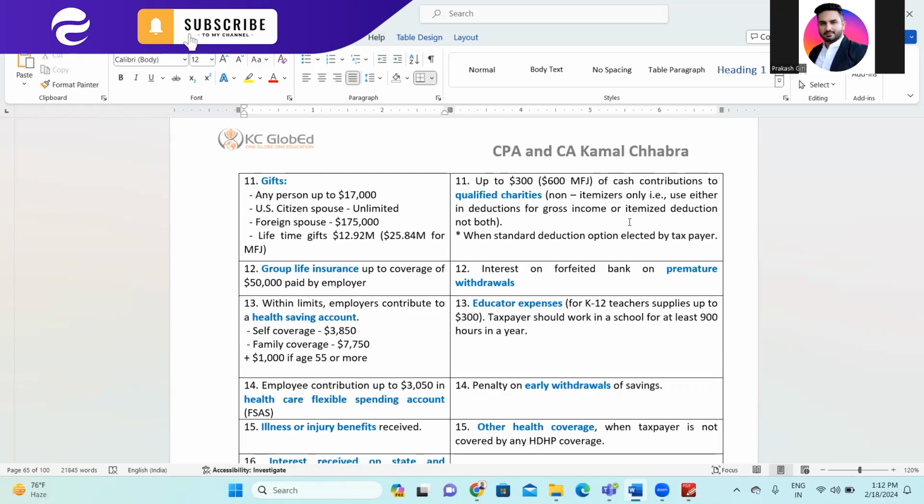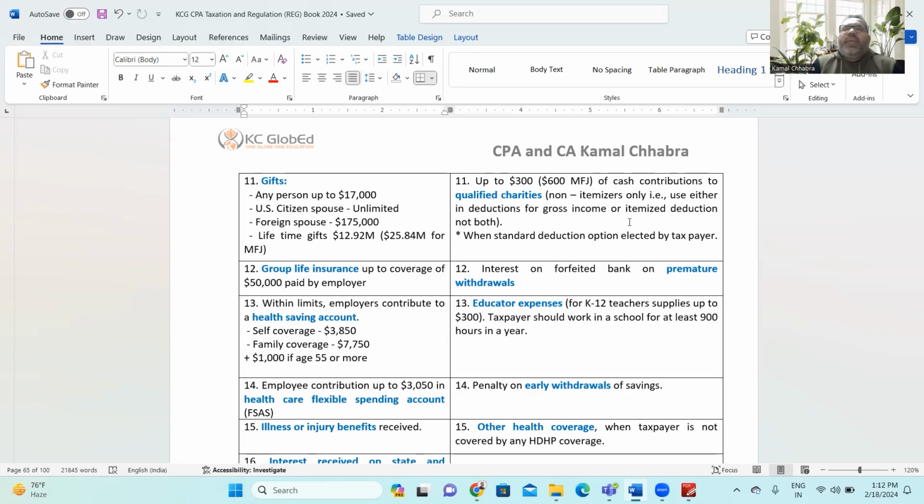Yes, sir. Next is educator expense. This is a special category of expense for K-12 teachers, meaning school teachers. When you are teaching in school, you may invest a lot of personal money in purchasing stationery, pens, pencils, notebooks, drawing supplies, and so on, right? For that, an educator expense of up to $300 per person is eligible.